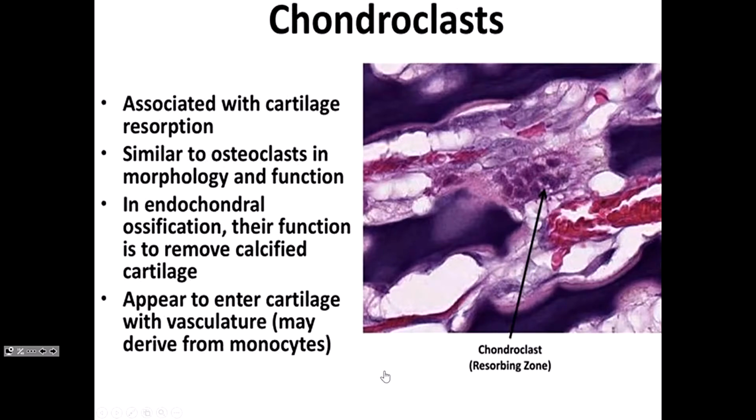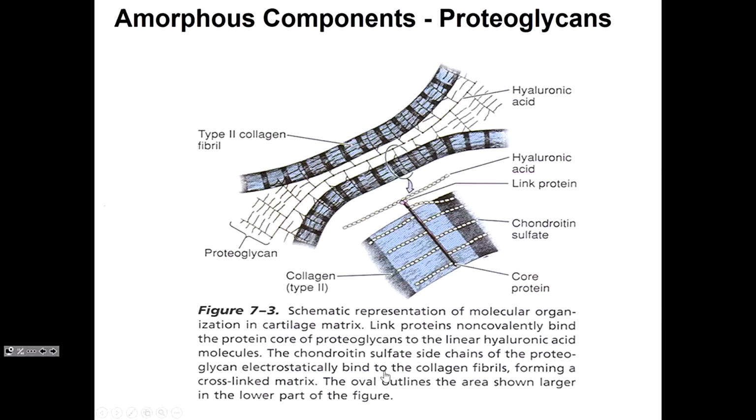And you won't see much about chondroclasts because they're rare to see and there's not a lot known about them. Basically, we think that chondroclasts are similar to osteoclasts. So when we talk about osteoclasts in bone, when you revisit this, it'll make sense.